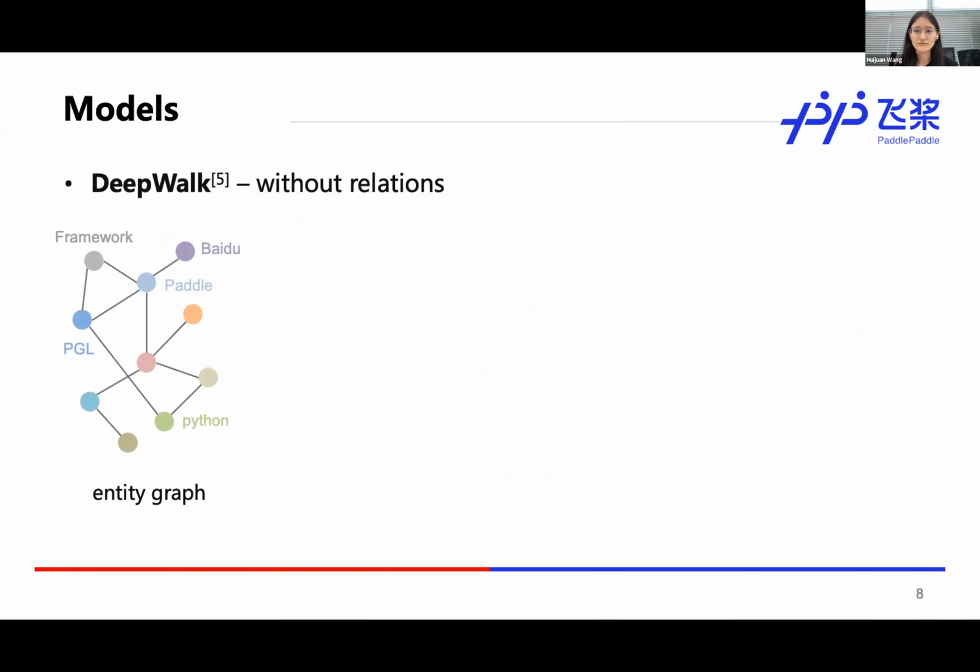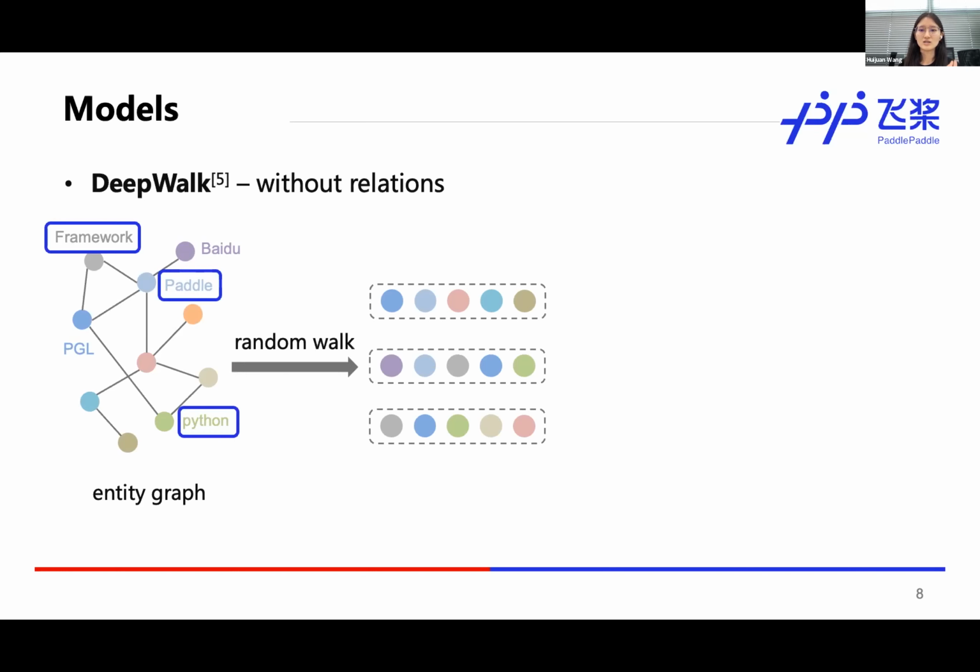Previous models all define training objects separately on each triplet, but the semantic meaning of a given entity is also influenced by its context. For example, given "paddle" here, you may associate it with the boat, but if more surrounding neighbors are given, such as "framework" or "Python", we will figure out that it refers to Baidu's deep learning framework PaddlePaddle. So we should also consider modeling this data structure.